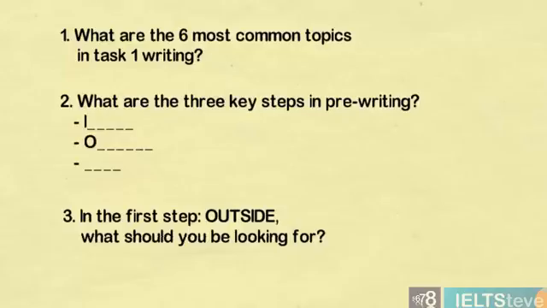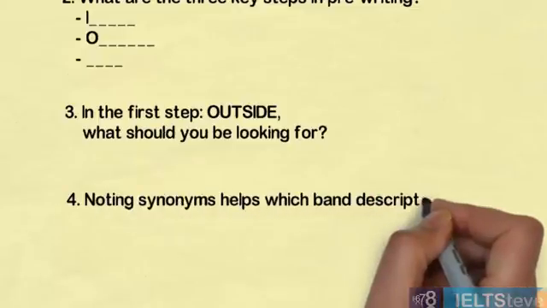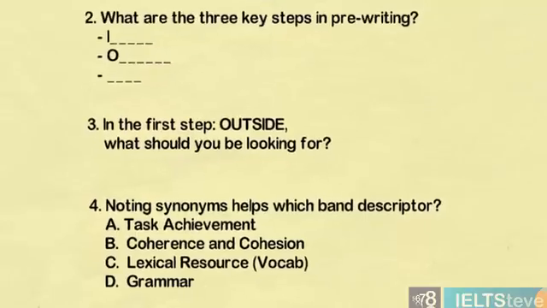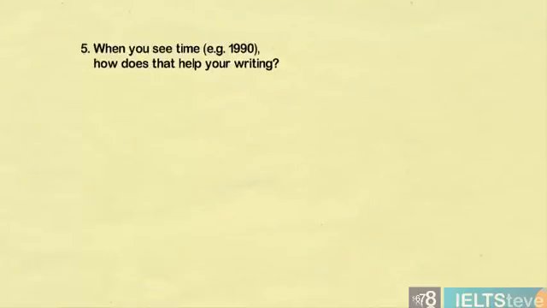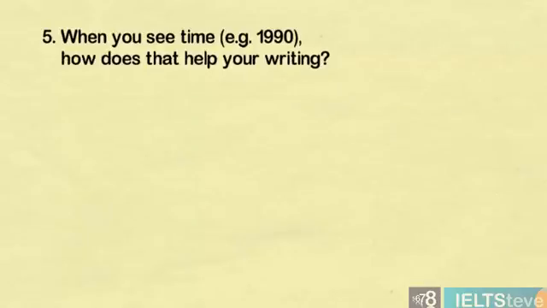So in the first step, outside, what should you be looking for? What are the key things you should look for? Question 4, synonyms. Which of the 4 band descriptors is considering synonyms going to help you most with? Now, question 5, when you see the time, for example, here we've got 1990. Now, that won't be in a line graph or a bar chart or a pie chart, anything. What does that help you with in your writing?